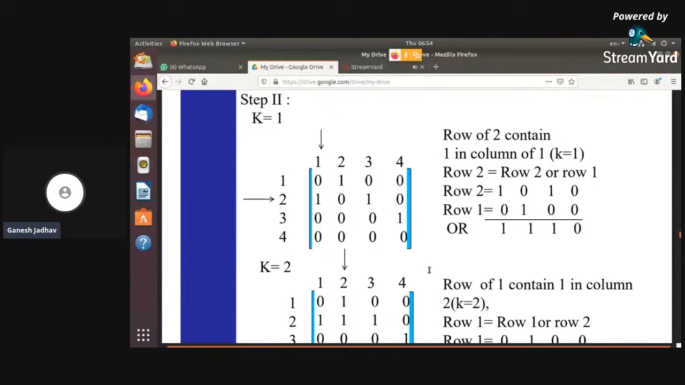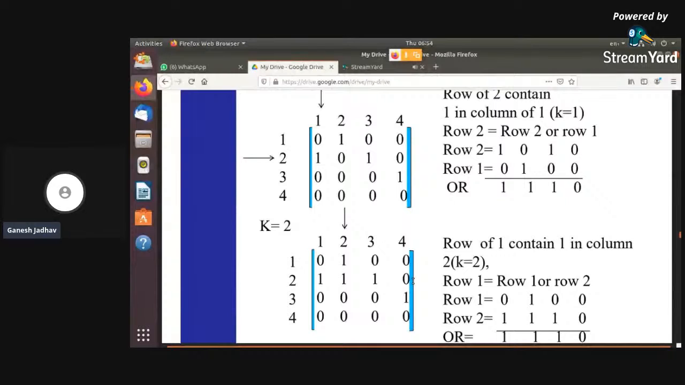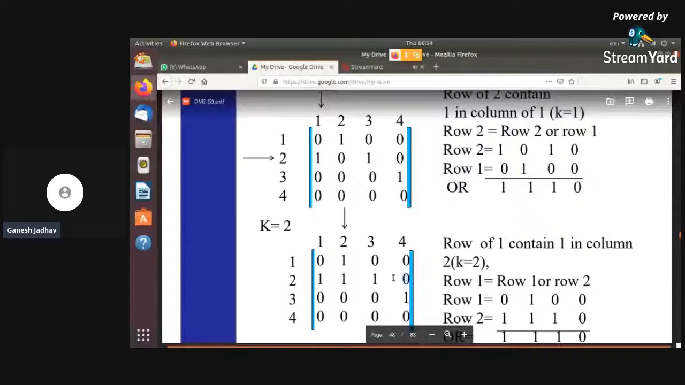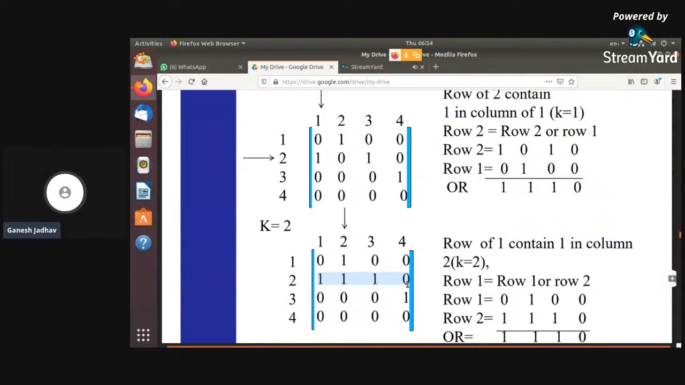So you have to change only the second row. Listen carefully here, this is very important: change only the second row. So you can see here 1 1 1 0, but all rows except the second row you write as it is. So this is your row, this is your value.